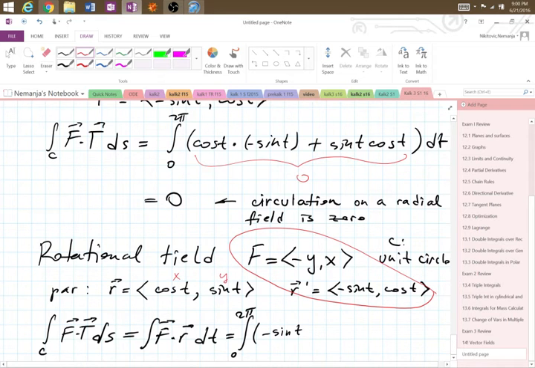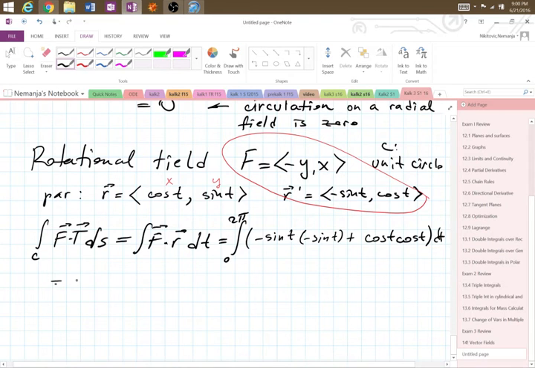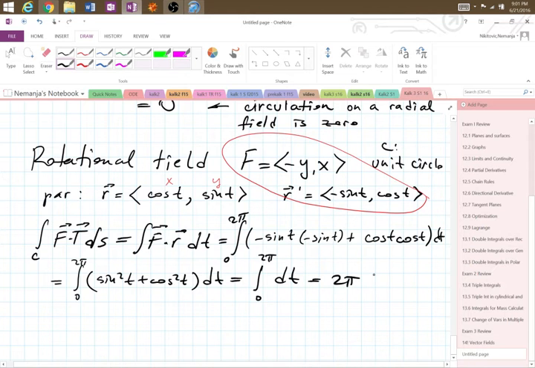Here's your x, here's your y. All right, let's go again. So negative y is negative sine t, times the r prime, which is again negative sine t. Plus x is cosine t, times another cosine t, dt. Finally, which is the integral from 0 to 2 pi of sine squared plus cosine squared, which is 1. And we get 2 pi.